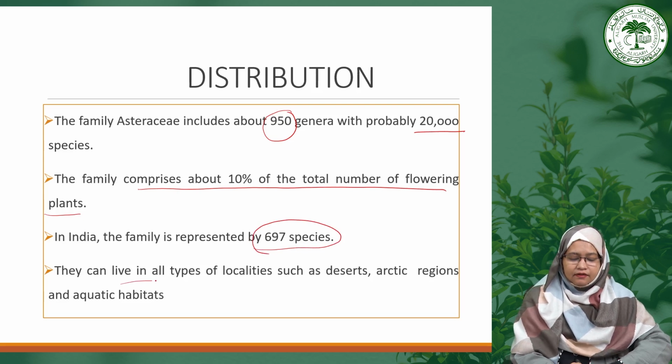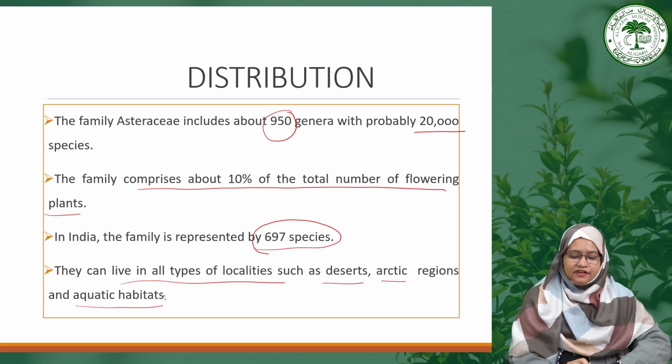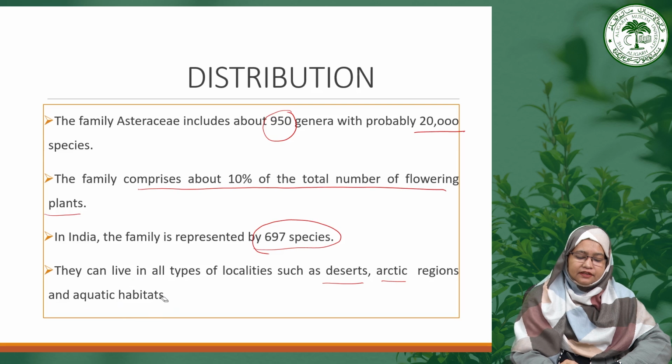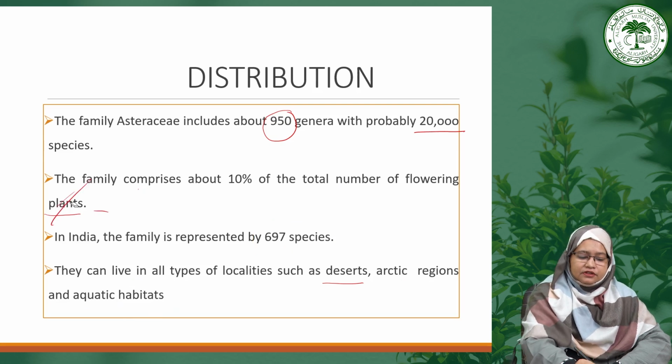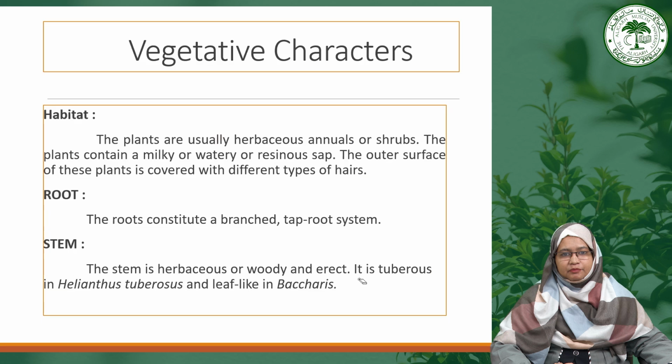They can live in all types of localities such as deserts, Arctic regions and aquatic habitats. Due to their diverse habitats, they have a very good number of representatives, because they can adapt to different types of habitat conditions. That makes this group very large in number because of their adaptability.